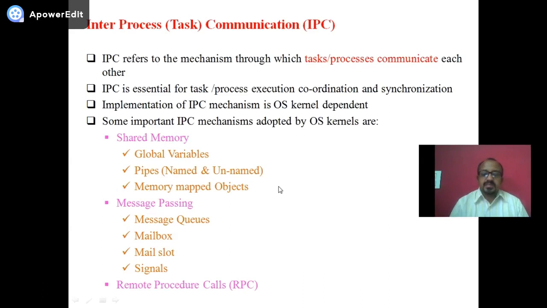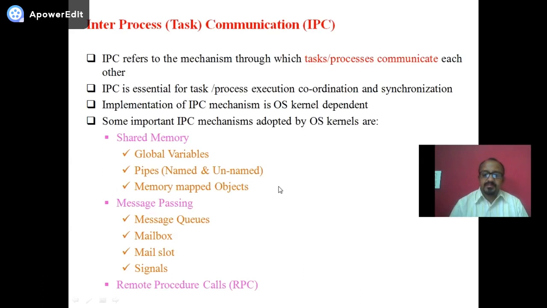For message passing, different structures are created for inter-process communication: message queues, mailboxes, mail slots, and then signals. The last one is the remote procedure call. So we'll see all of these one by one.